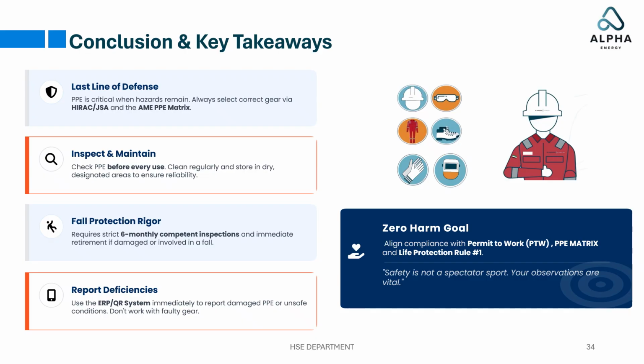To support a zero-harm goal, all deficiencies must be reported immediately through the ERP/QR system, aligning with the Permit to Work (PTW) protocols and life protection rule.